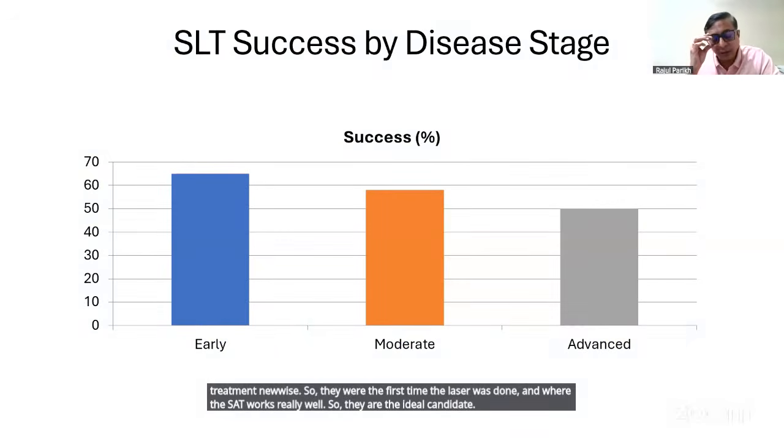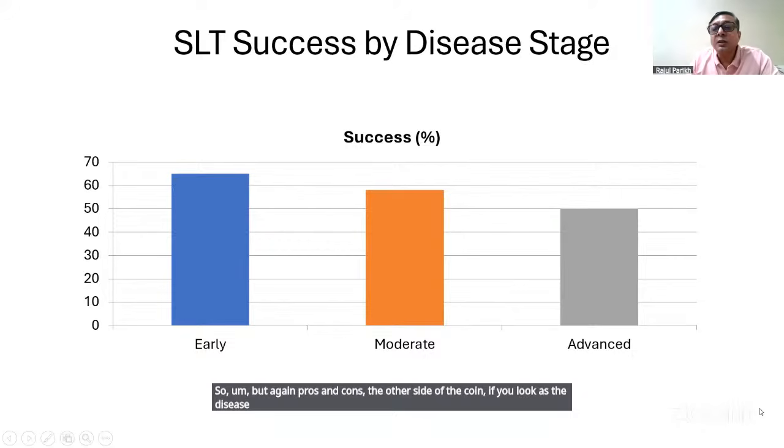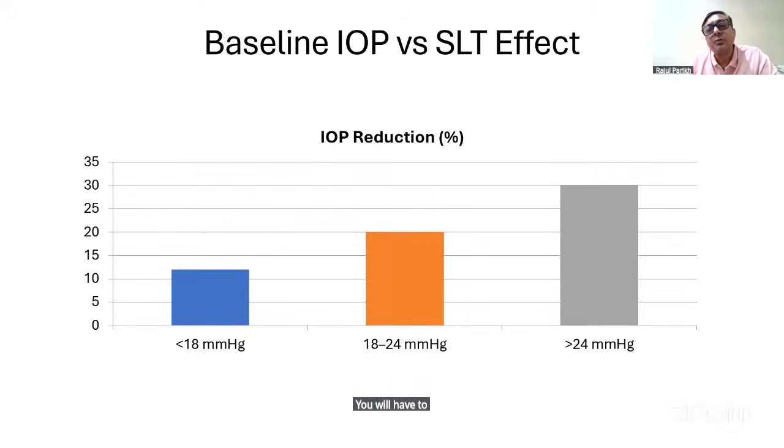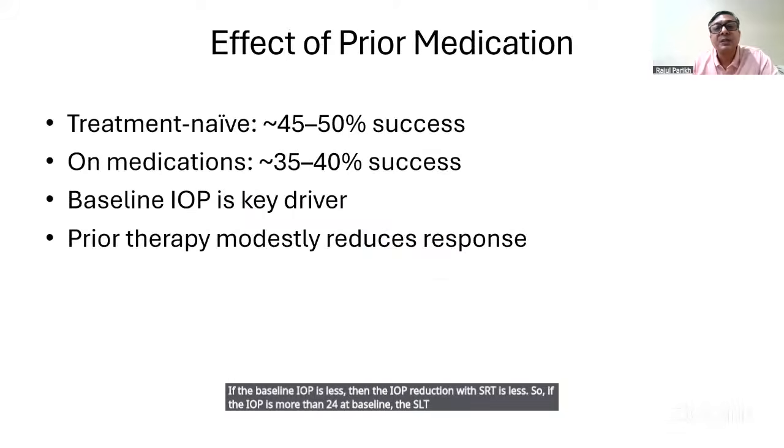But again, pros and cons, the other side of the coin. If you have moderate or advanced glaucoma, the SLT success rate is less. In advanced or moderate disease, even if SLT works, the need for drops will not reduce. You will have to have more than one drop. If the baseline IOP is low, then the IOP reduction with SLT is less. If the IOP is more than 24 at baseline, SLT works much better.